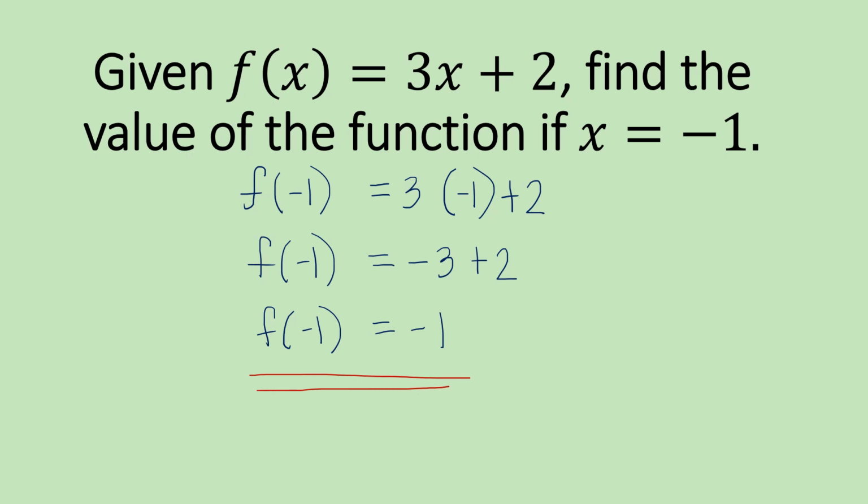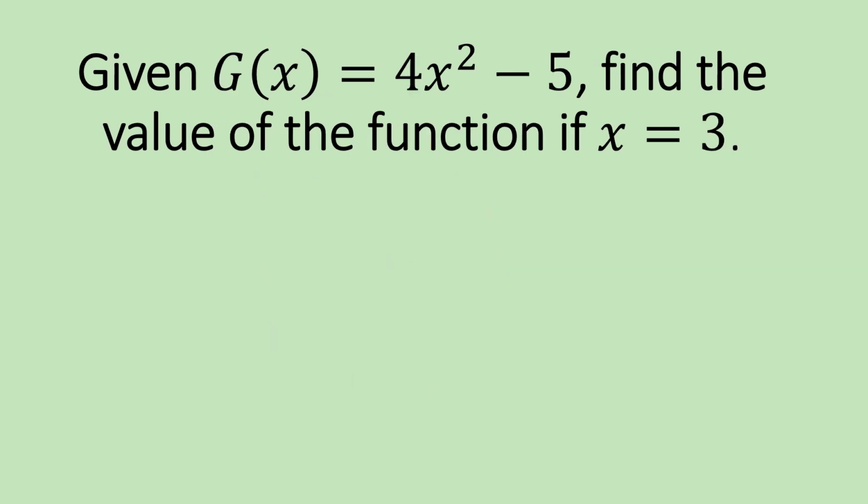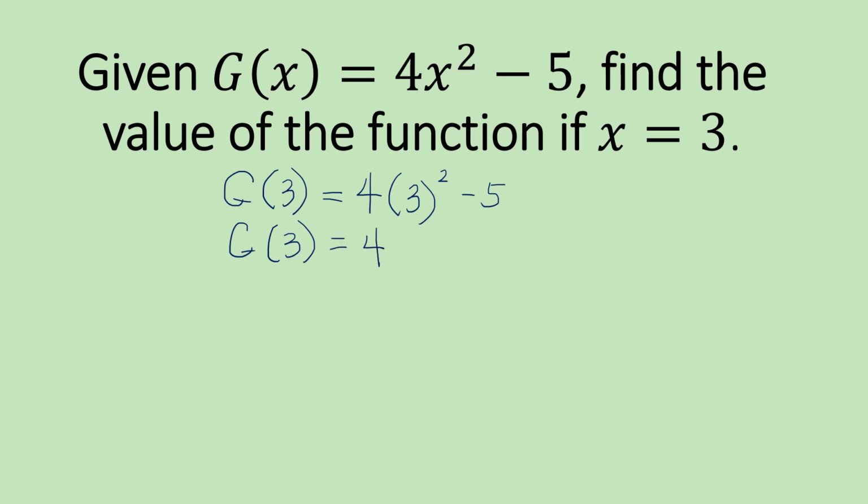Okay, next, given g of x equals 4x squared minus 5, find the value of the function if x is equal to 3. So just like what we did in the first example, here in the second example, we will also substitute 3 to all the x's in the given function. So function g of x will now become g of 3 equals 4 times 3 squared minus 5. And then, g of 3 is equal to 4 times 3 squared is 9.